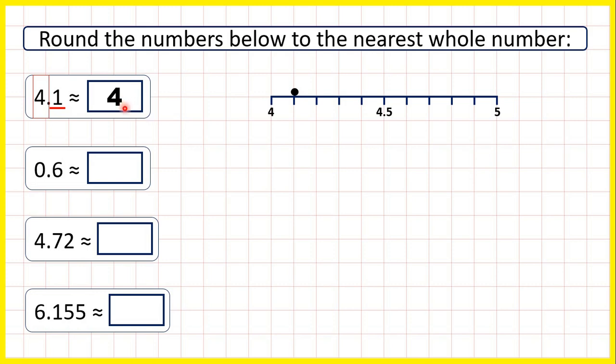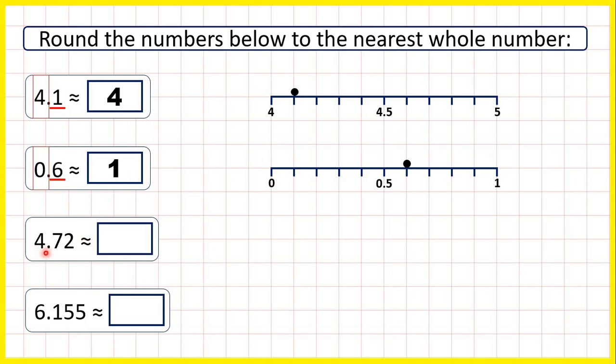down to 4. Now we have 0.6, so we circle the ones digit and underline the digit to the right. We have a 6, and remember, if we have 5 or more, we round up, so 0.6 rounds to 1 whole. And we can see on a number line that 0.6 is between the whole numbers 0 and 1. So because each of these squares are tenths, we can see that 0.6 is closer to 1 than it is to 0, so it rounds to 1.